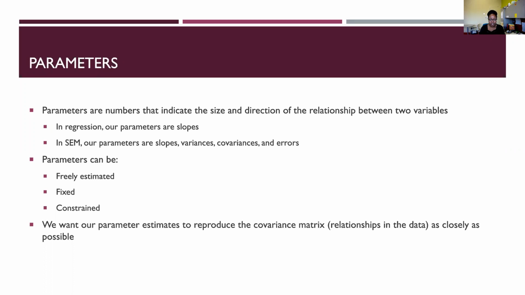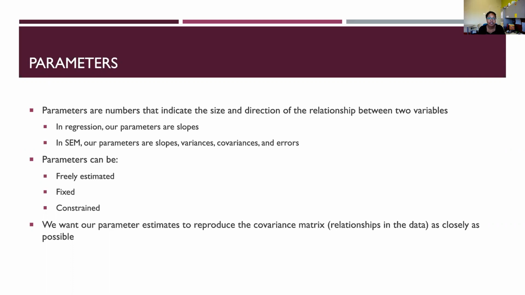All right, so how do we calculate degrees of freedom? We need to understand our parameters. Parameters are numbers that indicate the size and direction of the relationship between two variables. Now, in regression, we only estimated one kind of parameter, and that was our slope. In SEM, we can estimate a lot of different parameters. We can estimate slopes, variances, covariances, and errors. On the previous slide, I was talking about how, in our current model, we don't really care about the variances, covariances, and errors because we're not estimating them. Because in regression, they're fixed. You can't change them. In SEM, we can change them, so they become parameters.